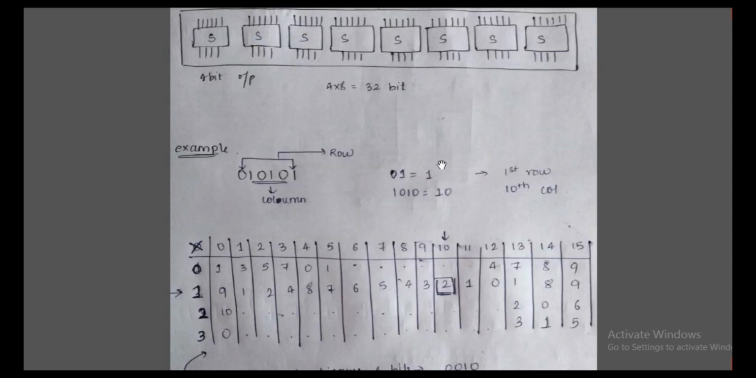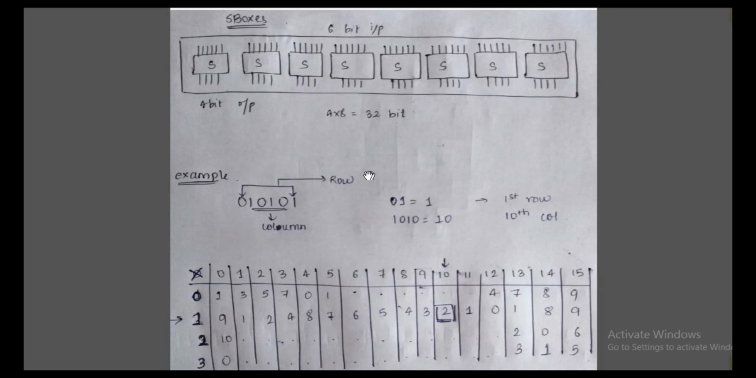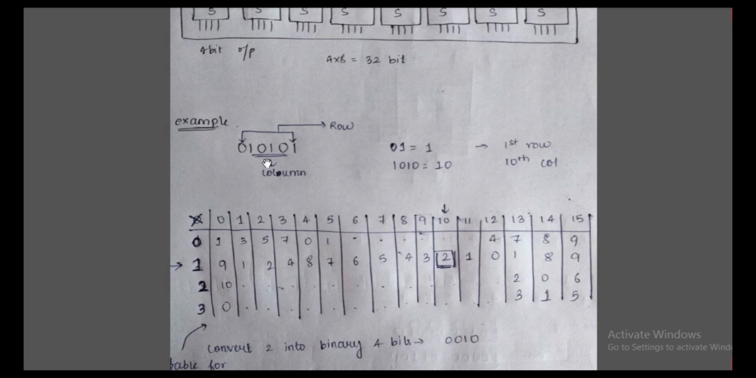Now let us see how we convert the 6 bits into 4 bits. For example, I am taking the 6-bit input for the SBox as 0 1 0 1 0 1. First we'll take the first bit and the last bit, and these together will form the row. So 0 1 when converted into decimal is 1. It means the first row. And the rest 4 bits in between we convert into a decimal, and this will be 10. This represents the 10th column.